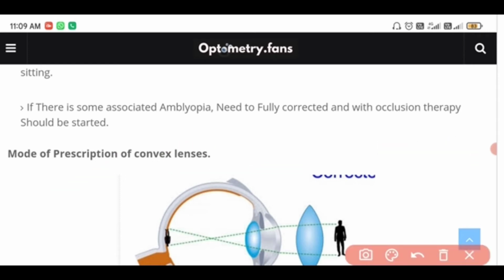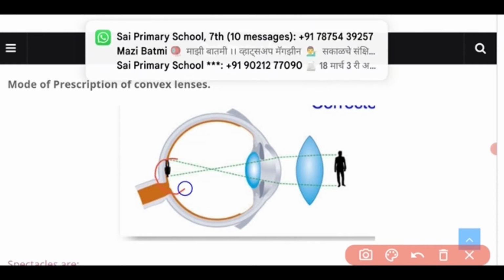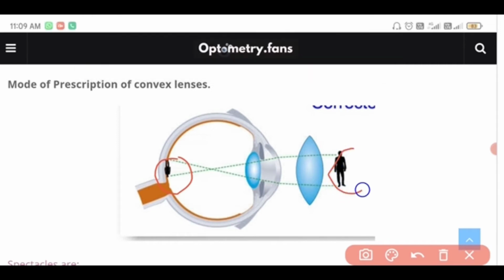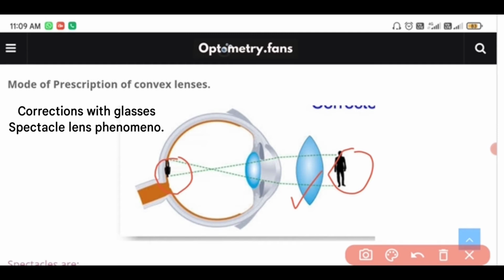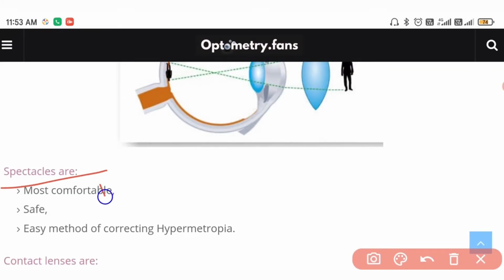Here you can see how to correct it. This is the retina, and this is an object. This is the convex lens placed before the eye, and with the help of this lens, the object is focused exactly on the retina. So this is the most comfortable, safe and easy method of correcting hypermetropia.